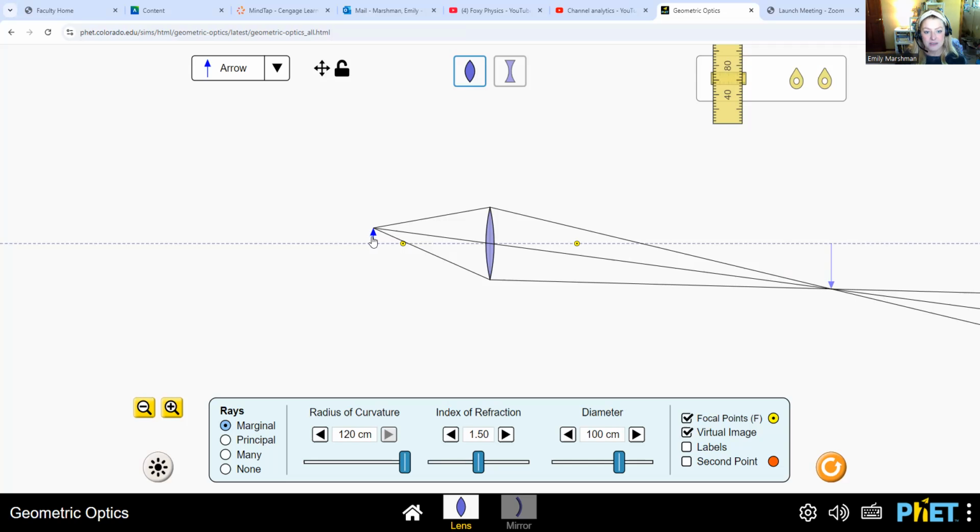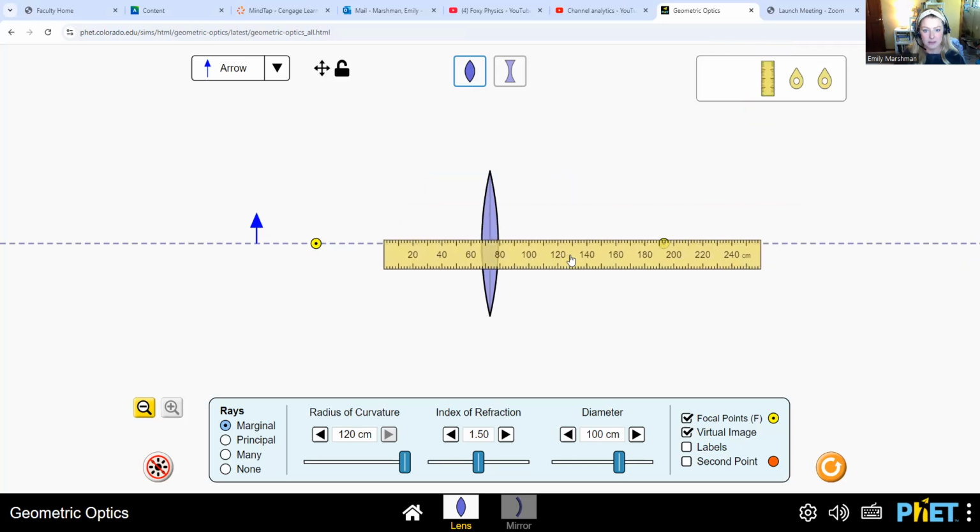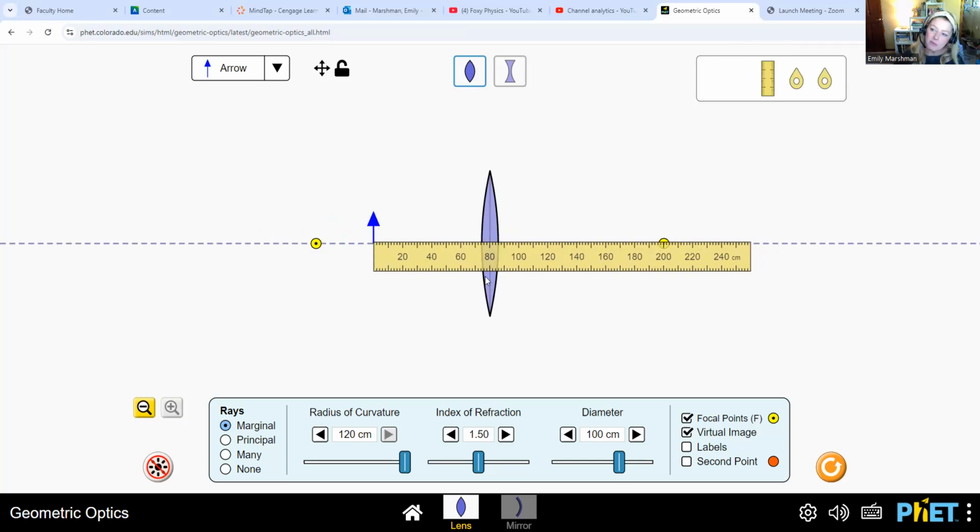Let's look at what happens if I put the object inside the focal length. Okay, so I'm going to turn the light off. Let's zoom in a little bit. And let's suppose I put the object at 80 centimeters away from the lens. So I will put the object now here. Let's make a prediction of what will happen now. Where is the image located? Is the image real? Is it inverted? Is it virtual? What's going on?